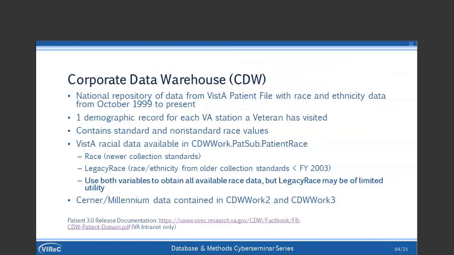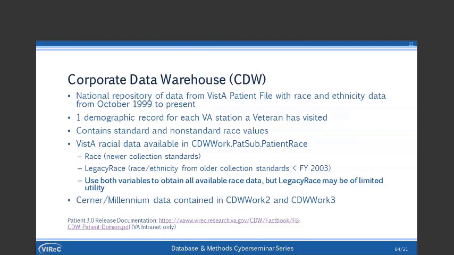So when we look for data on race and ethnicity within VA, we do have data, as you can tell from the poll questions, from multiple data sources. And also, we'll discuss that there have been a lot of changes to how the data have been collected and stored over time. So first, I'm going to talk about the data from the CDW, which is where I think most people have been using race and ethnicity data.